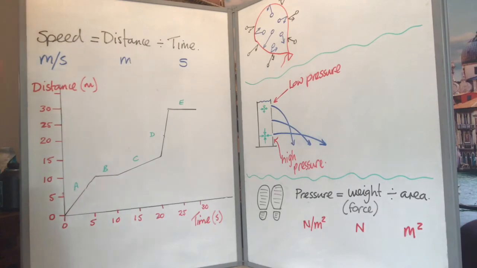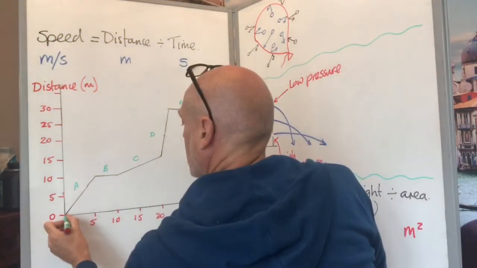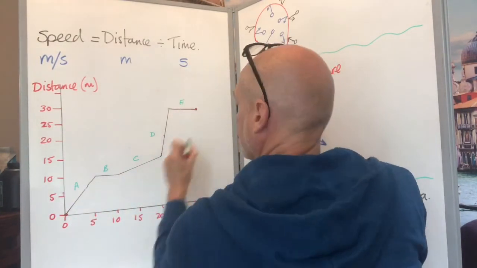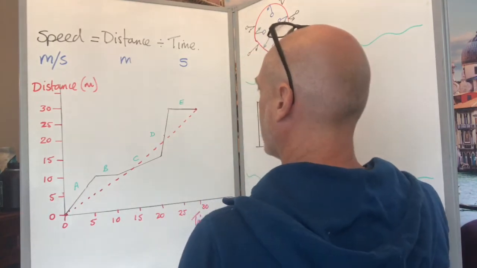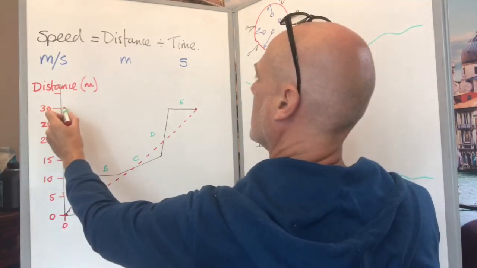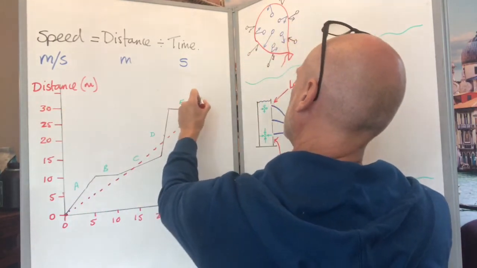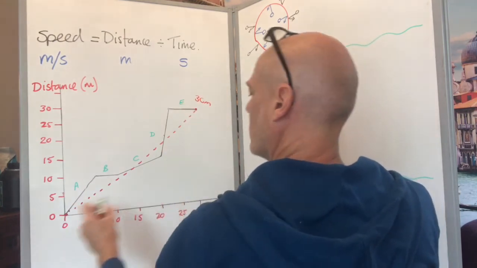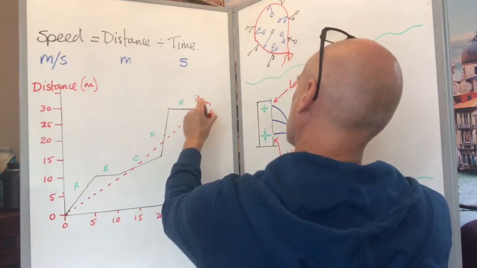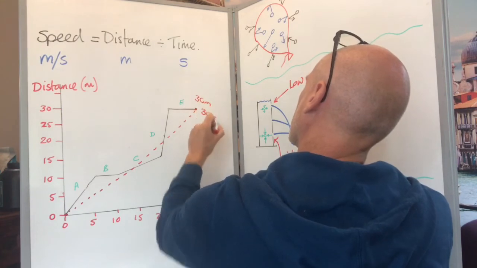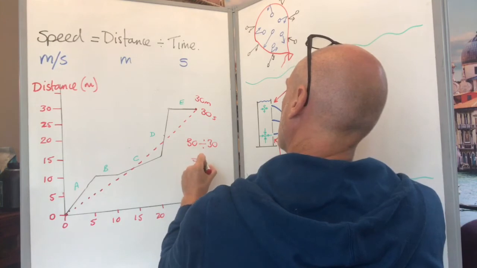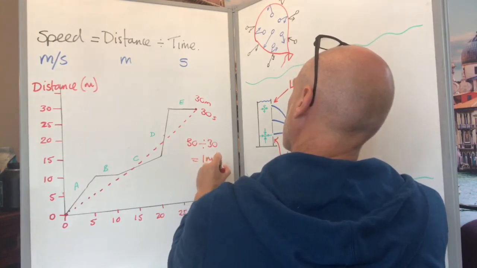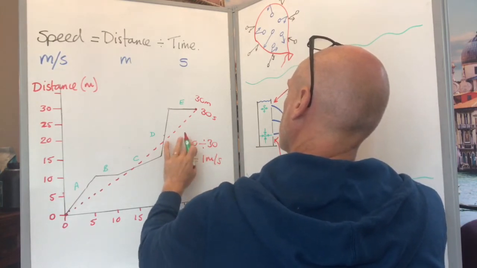If you want to calculate the average speed, measure that gradient. So here we're about 30 meters roughly and 30 seconds. So 30 divided by 30 equals 1 meter per second, which is the average speed.